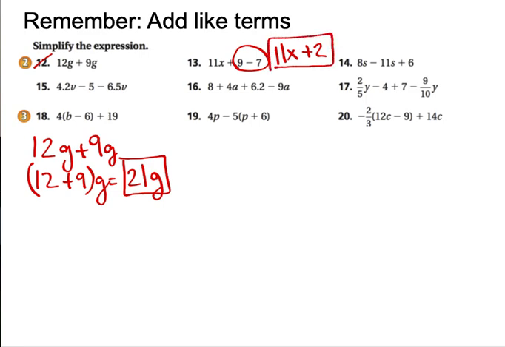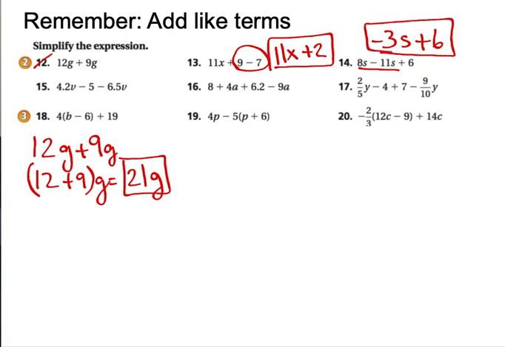All right, example 14, 8s minus 11s plus 6. We can take these like terms, 8s minus 11s, and subtract their coefficients, or add their coefficients technically. 8 and negative 11 make negative 3, and then the plus 6 didn't change.